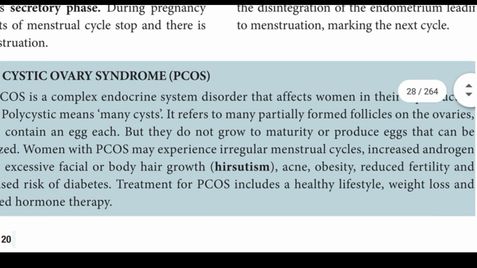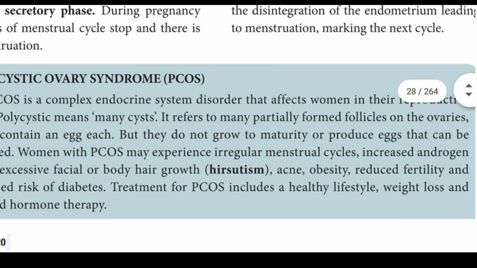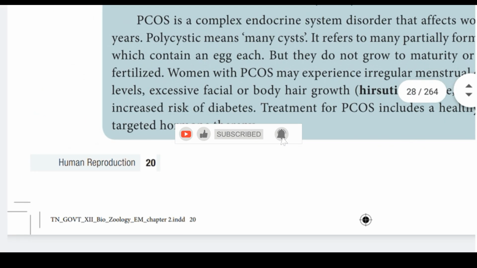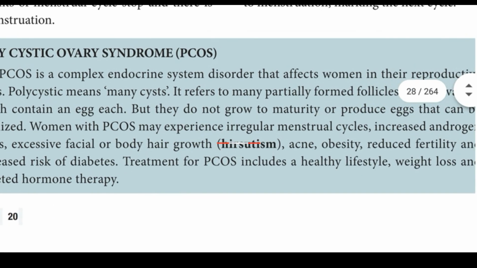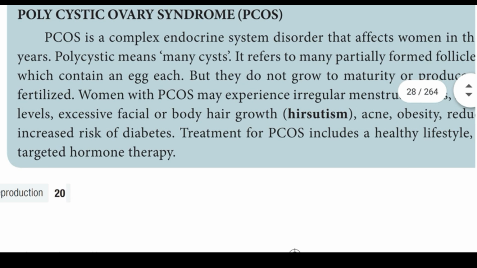The follicles are under the androgen. Please listen to the word. What type of hormone is androgen? The androgen level rises. That is the male hormone. Male hormones will be secreted, so there is a chance of excess androgen secretion. Effects include excessive facial and body hair growth, hirsutism, acne, obesity, reduced fertility, and increased risk of diabetes. The treatment for PCOS includes a healthy lifestyle, weight loss, and targeted hormone therapy.